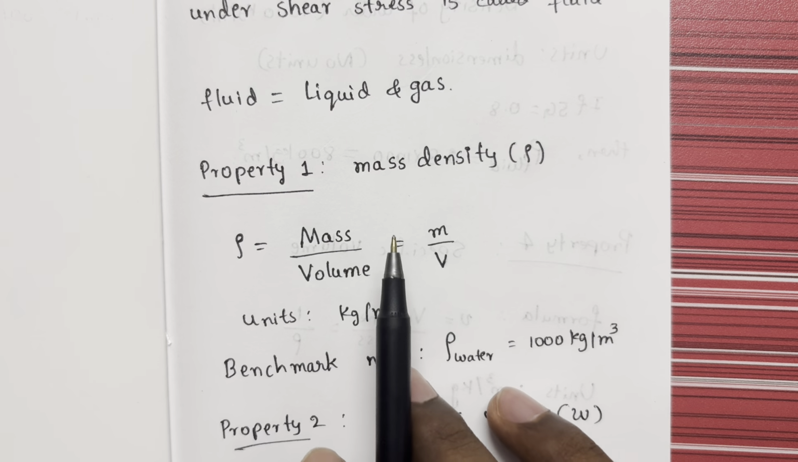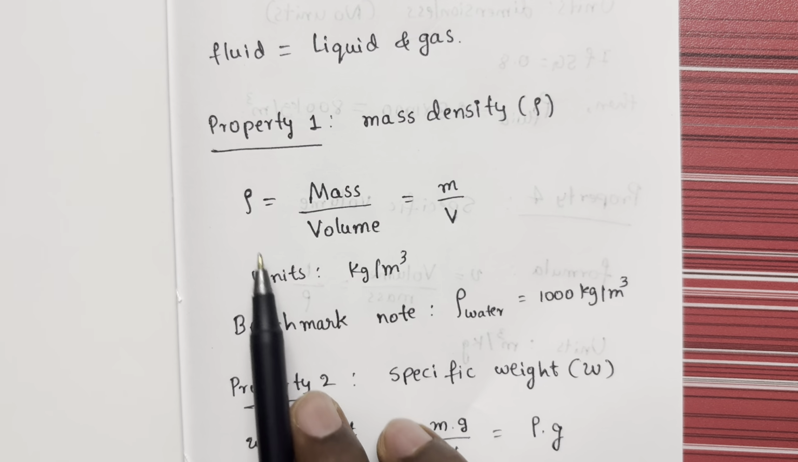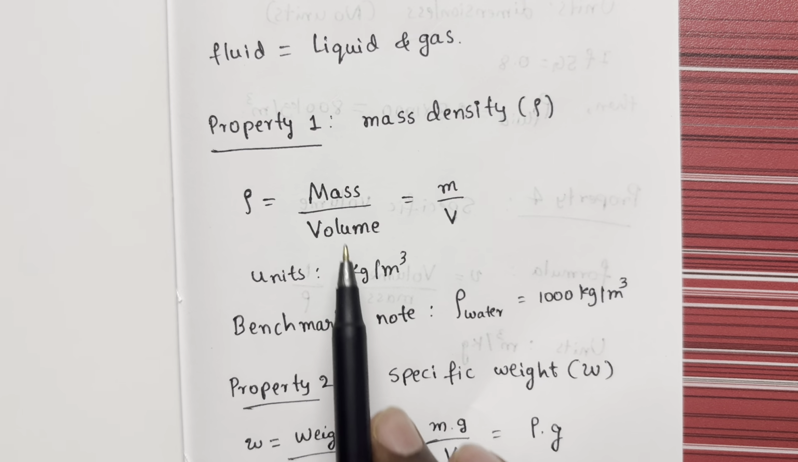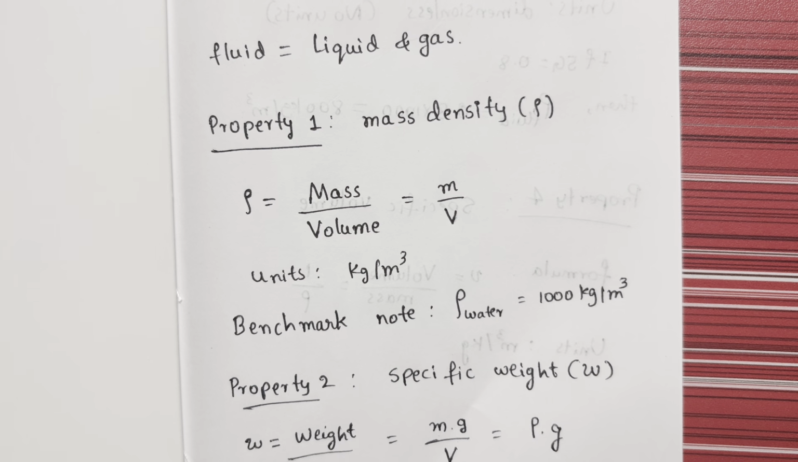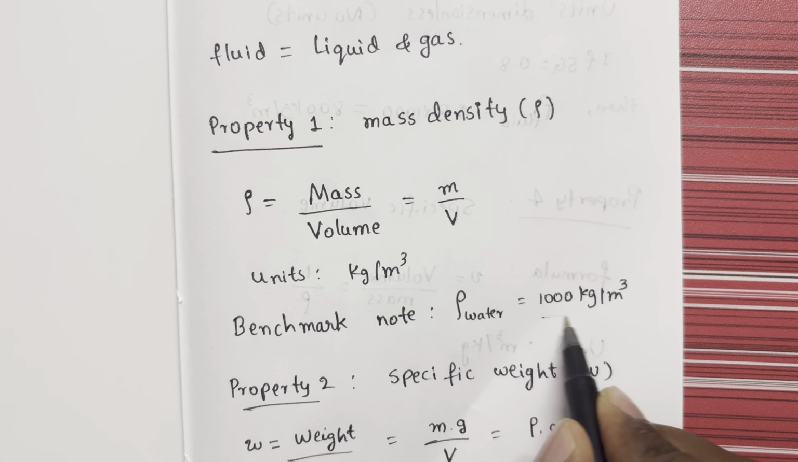So what's the formula for mass density? Rho is equal to mass per volume and its unit is kg per meter cube. As I said, try to remember the benchmark note, which is the density of water at 4 degrees Celsius, that is 1000 kg per meter cube.